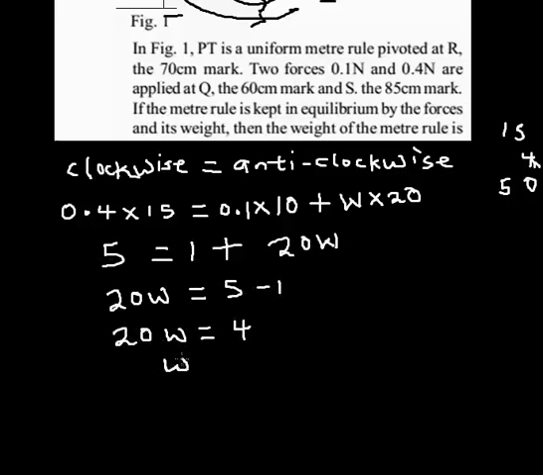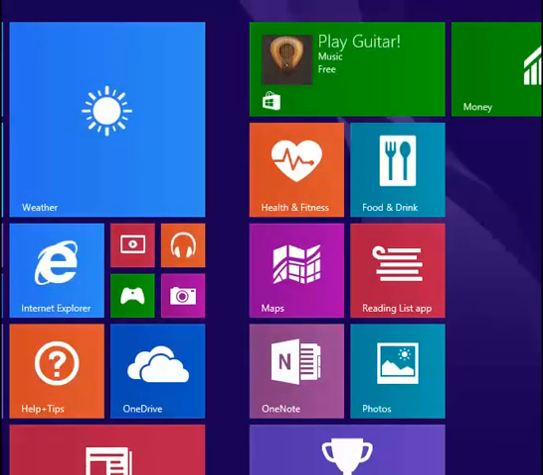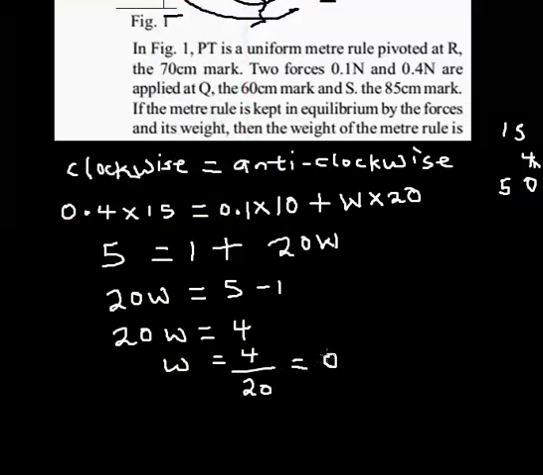So W is equal to 4 all over 20. All right, so let's work on that. 4 all over 20 should be 0.2 Newton. Okay, so that's the weight of the meter rule.